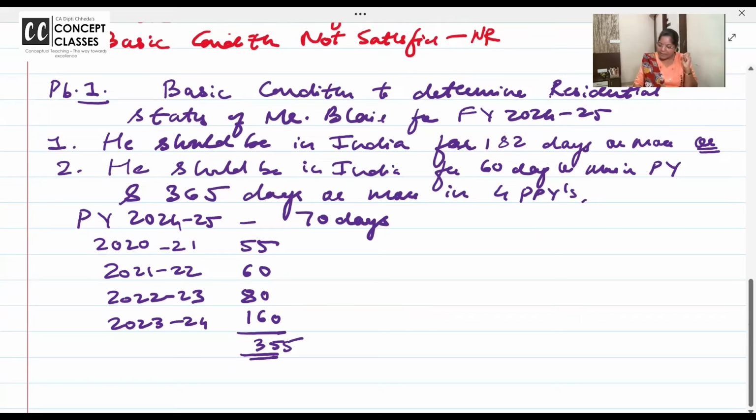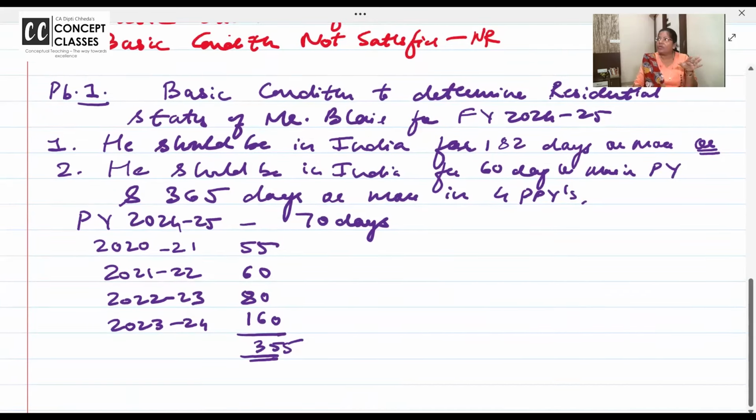Are you all with me? I'm going very slow. Still, if you feel, ma'am, please wait, say. Mr. Blair is not in India for 182 days or more, so he is not satisfying the first basic condition. He is in India for 60 days or more.